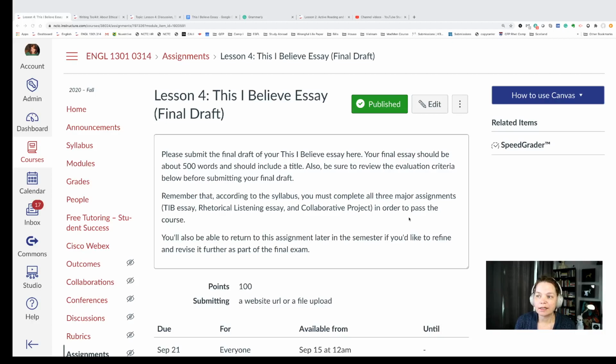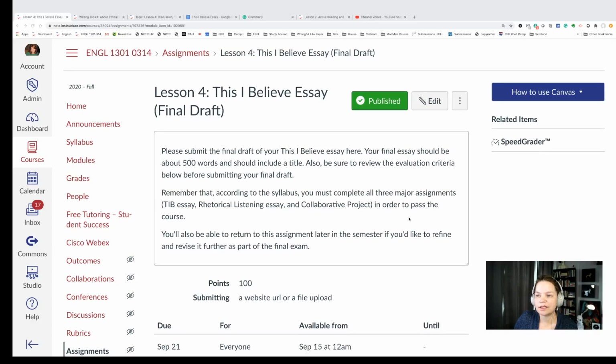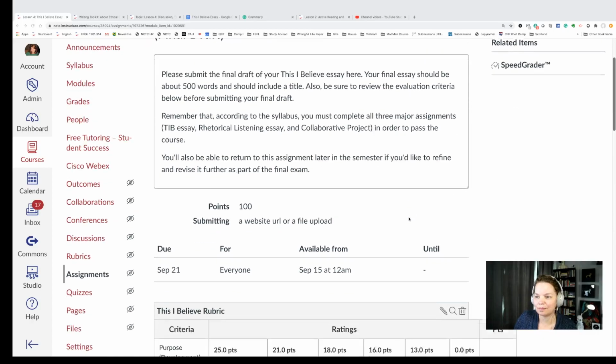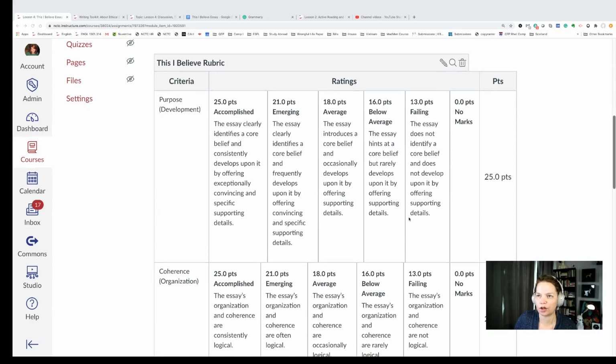Remember that according to the syllabus, you must complete all 3 major assignments in order to pass the course. That would be your This I Believe essay, the rhetorical listening essay that will start next week, and the collaborative project that we'll do at the end of the semester. You'll also be able to return to this assignment later in the semester if you'd like, to refine and revise it further as part of your final exam. So let's look at the evaluation criteria.